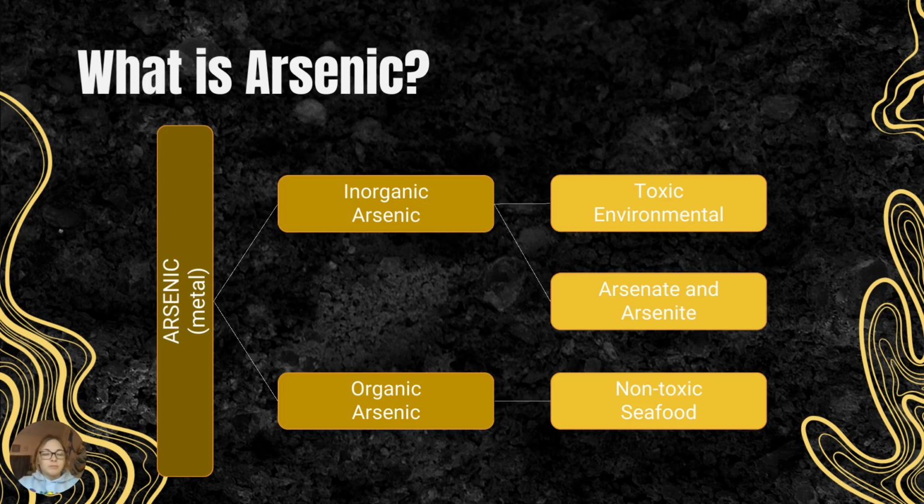So, what is arsenic? Arsenic is a metal, and there are two forms. There are an inorganic form and an organic form. The inorganic arsenic can be found in the environment and is very toxic and is in the forms of arsenate and arsenite. The organic arsenic form is non-toxic and can be found in seafood.